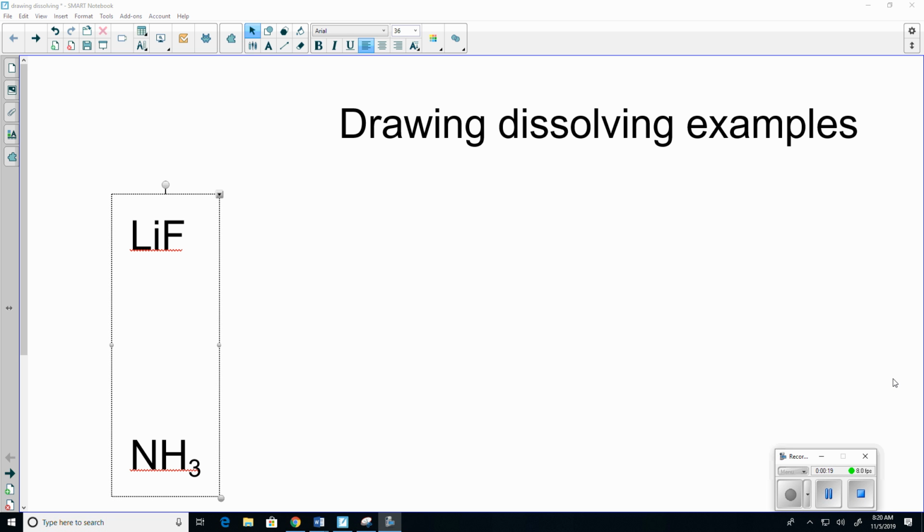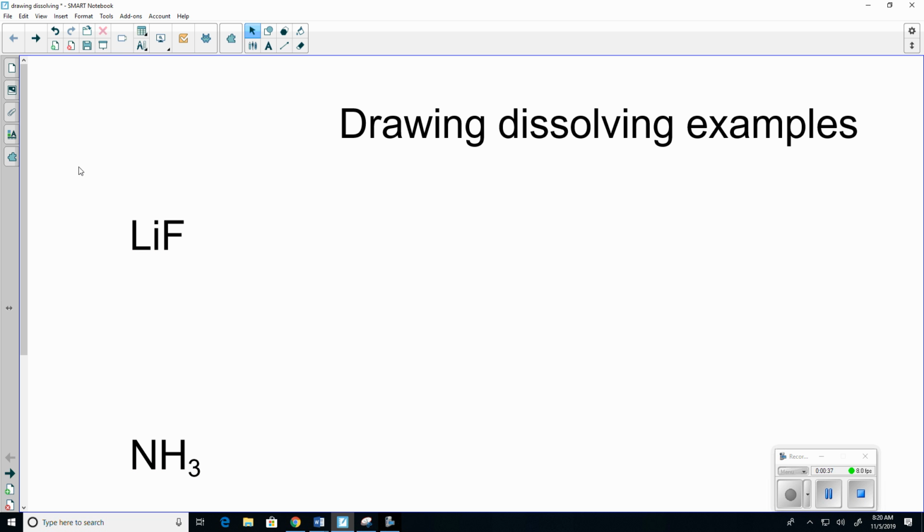So I'm going to show the dissolving of lithium fluoride, but then maybe on the back side I'm going to show you ammonia, NH3 as well, just to show you a separate example. Again, your backside is completely blank. And then I want to wrap up by showing you a couple different ways that dissolving can be represented besides what we did in Chem 1.